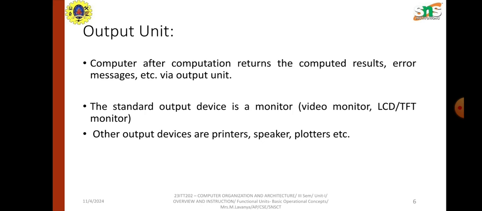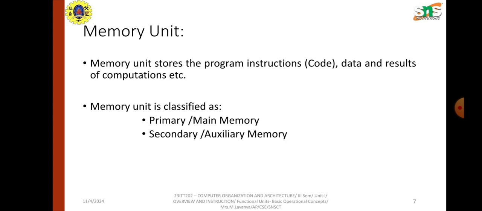And the output device is used to display the output after executing the program, and the standard output device is the monitor. Apart from this, there are multiple output devices such as monitor, printer, speaker, plotter, LCD displays, etc. And the memory unit is used to store the program, and it is used to store the data for executing. Memory unit is much more important in a system.